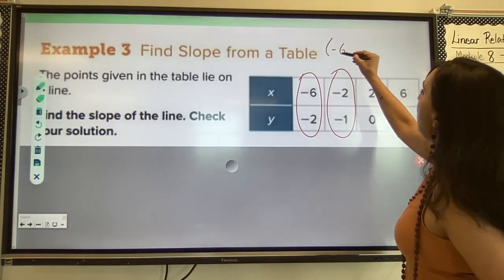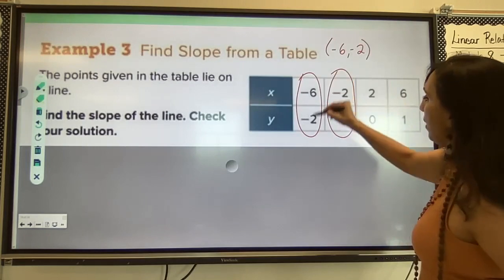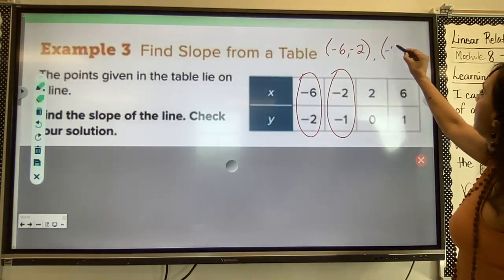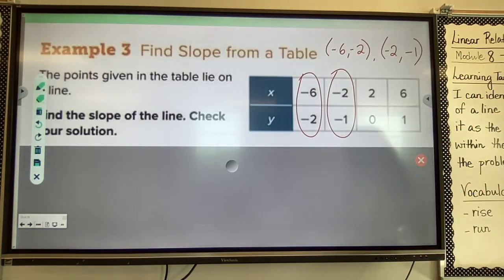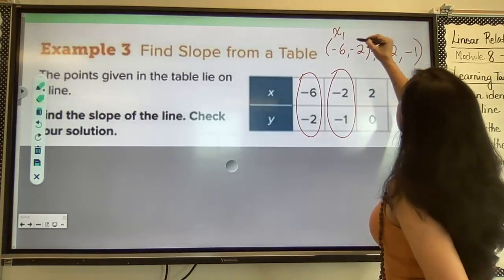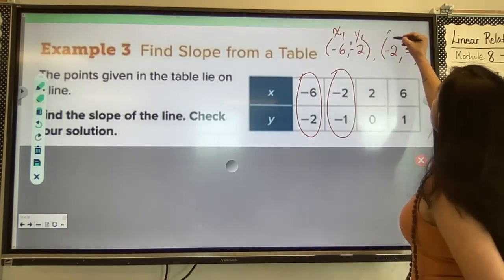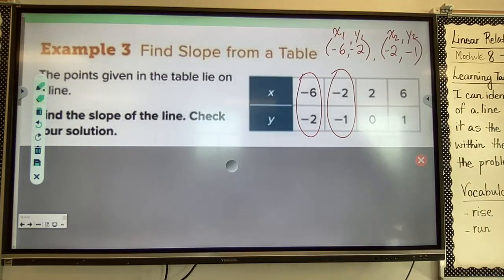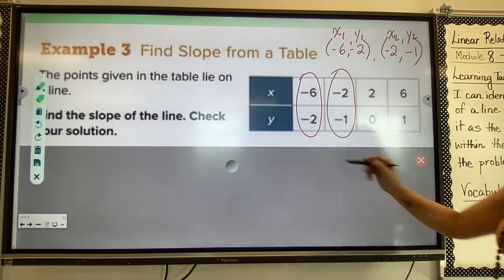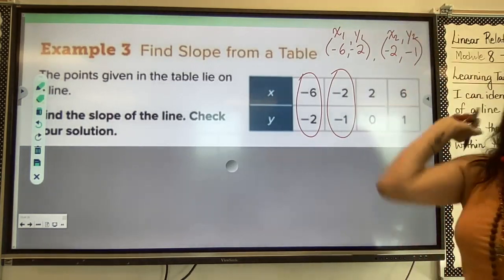X is -6 and y is -2 in this one. In the second one, I have x is -2 and y is -1. Okay, so once again, we are going to use these points, and we are going to see the changes in the x and the y values. So remember, this is x1 and this is y1, and this is x2 and this is y2. So what is slope again? Slope is the change in y, so y2 minus y1, basically.